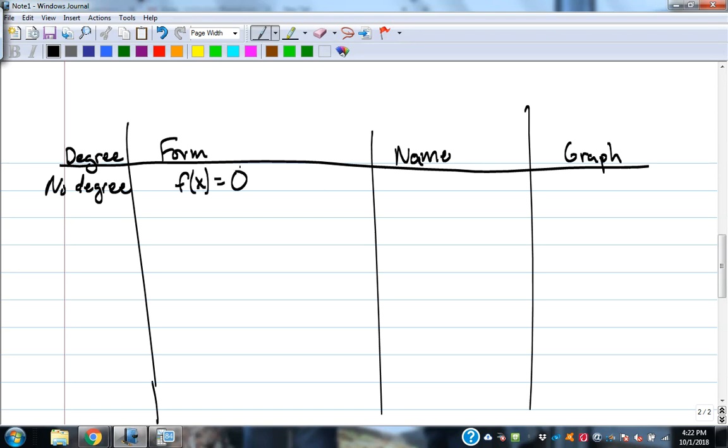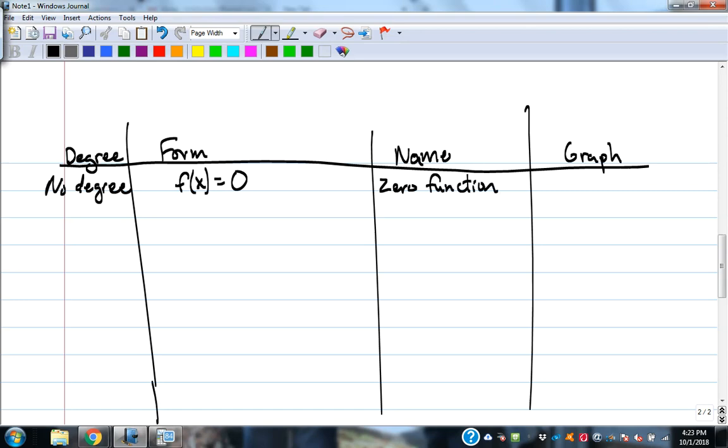All right, so we could have a polynomial function that has no degree. No degree is not the same as a 0 degree, okay? No degree means we've got nothing there. Nothing in mathematics is a zero. So it's f of x equals 0. It's y equals 0 is what that is. So that, as an obvious name, is called the zero function.